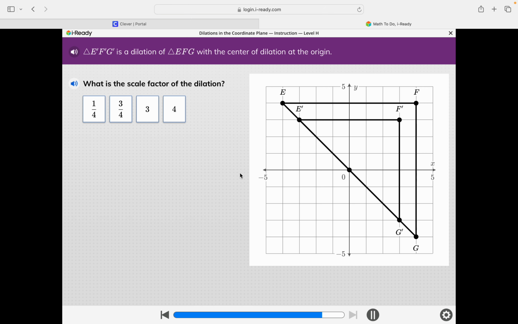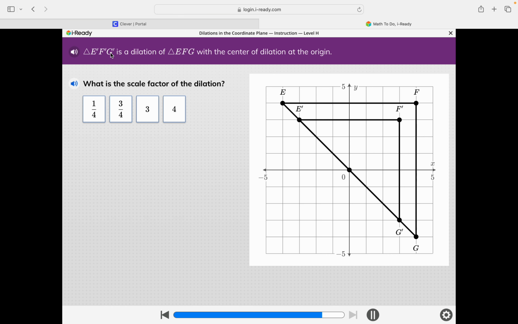So -4 into -3. How to make -4 into -3? See here, triangle E prime, F prime, G prime. So now we have dilation of the triangle E. Now you have to make E -4 into -3. How? Let's do 1/4. See here, -4 times x equal to -3.